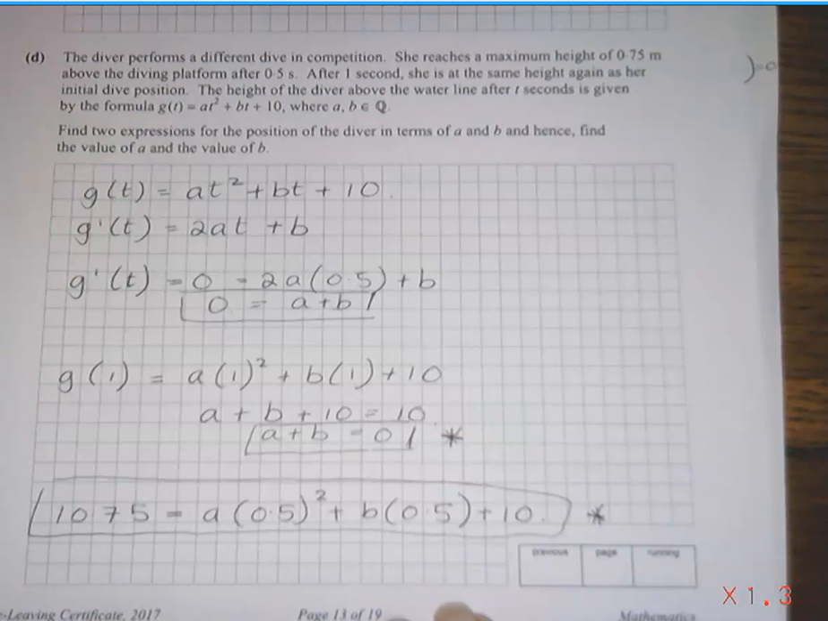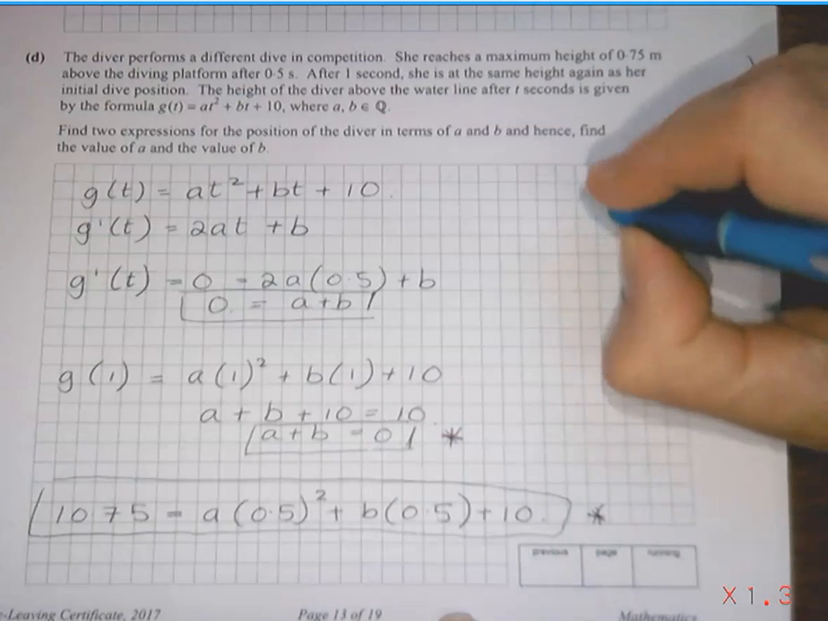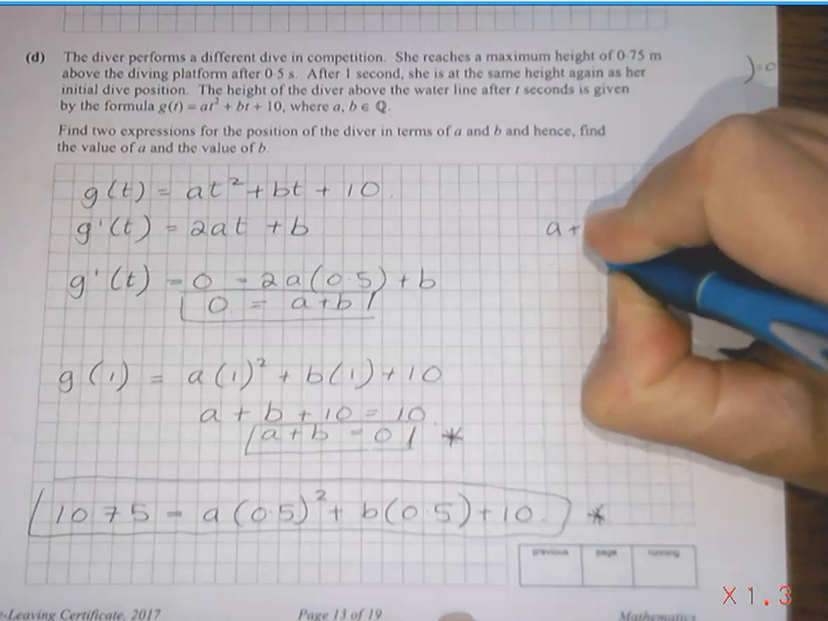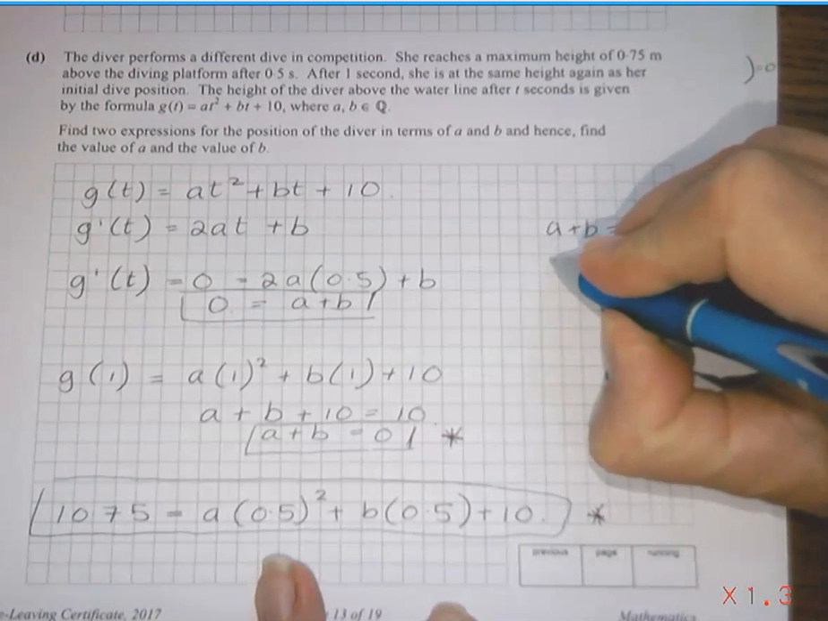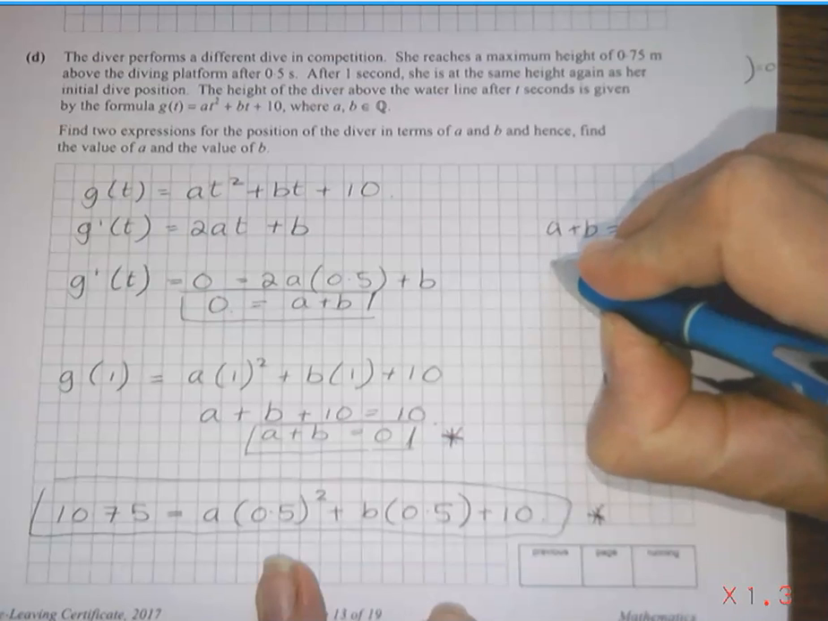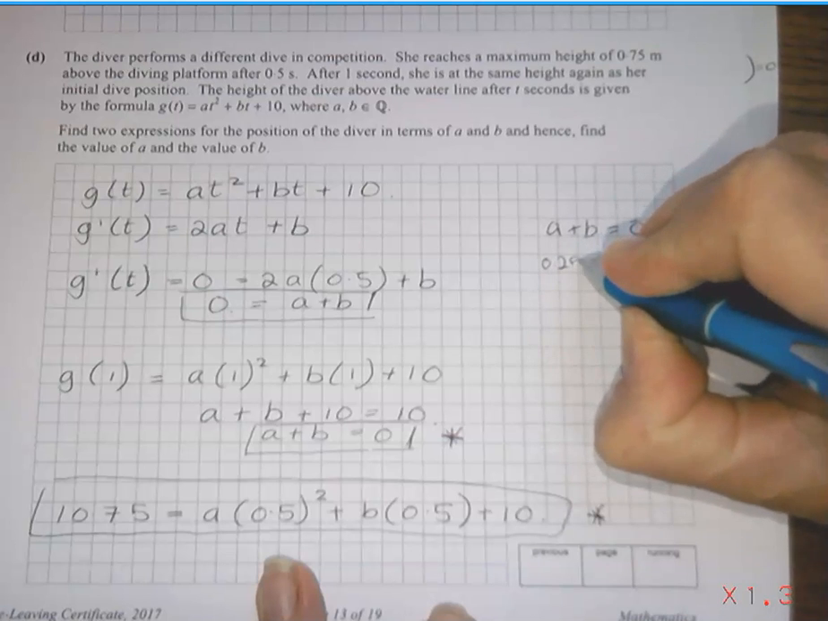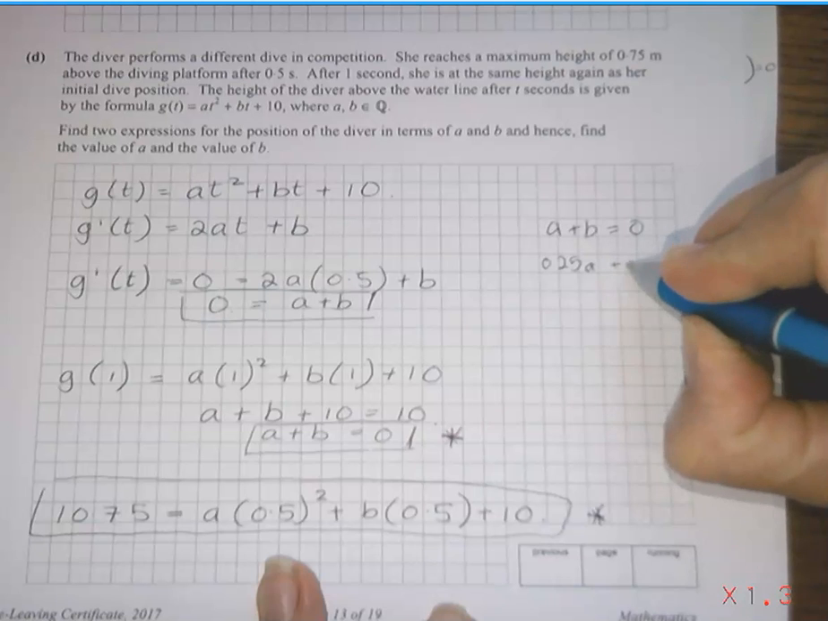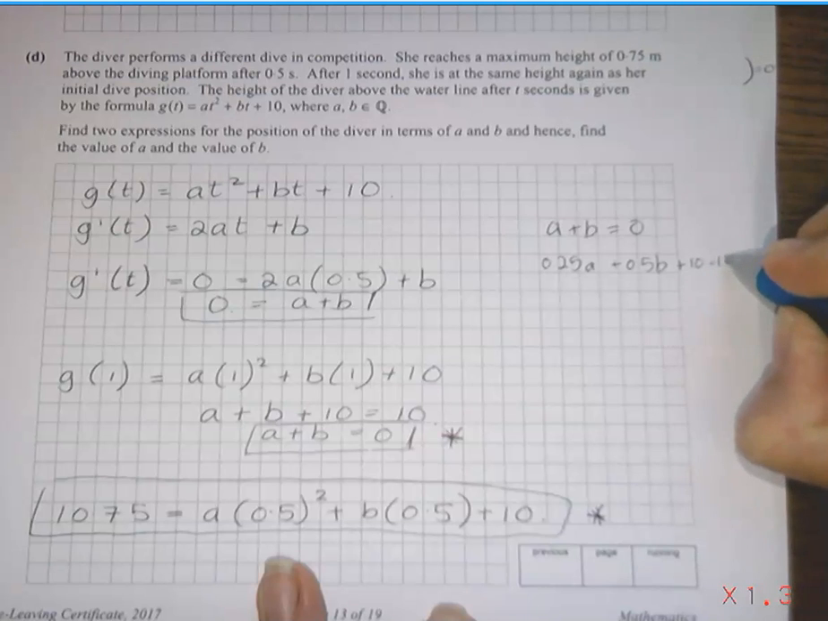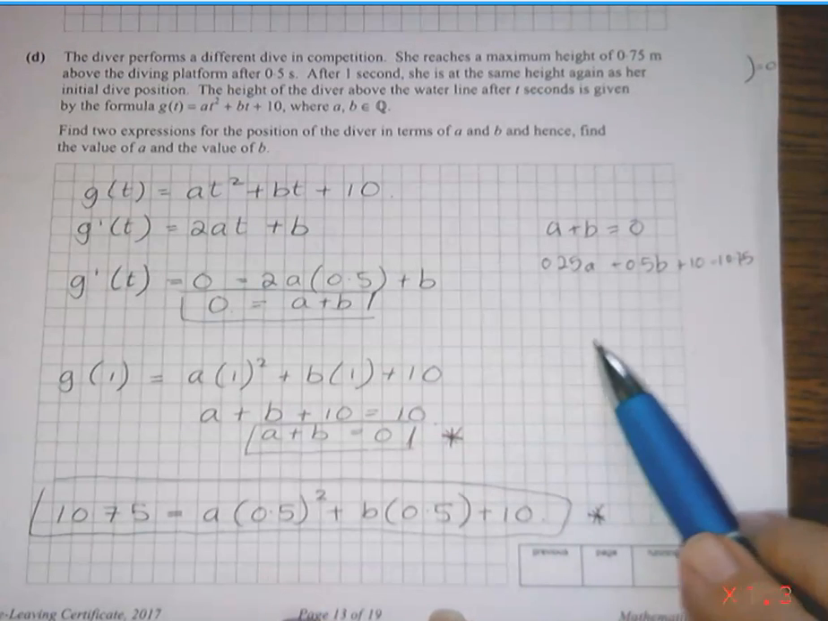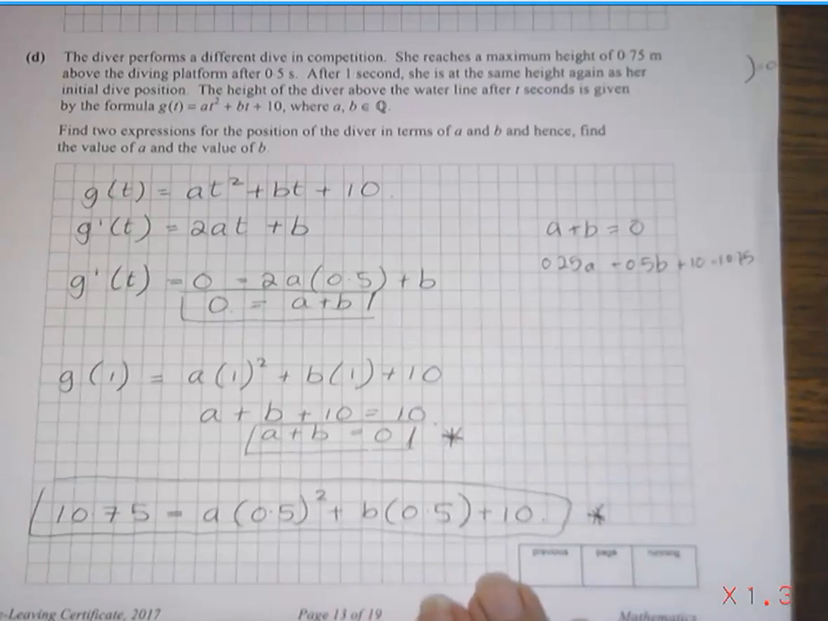You are using that and solving as simultaneous equations. It is a normal eliminate simultaneous equations. Okay, so in terms of it, you'd have a plus b is equal to 0, and you'd have 0.5 squared is 0.25, I think, a, plus 0.5b, plus 10 is equal to 10.75. And you continue that and solve them. Okay, just not going to do it now.